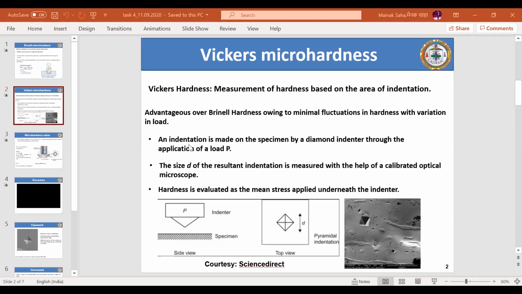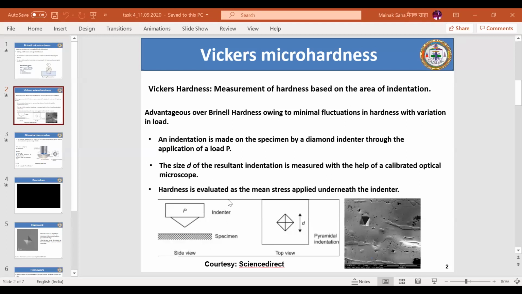Number one. And secondly, the question is, what actually is this Vickers micro hardness? It is the same principle: based on the area of indentation only, it measures the hardness. But here, the indentation is made on the specimen by a diamond indenter. You have to think of how a diamond looks, like a pyramid. So we call it a diamond pyramid indenter.